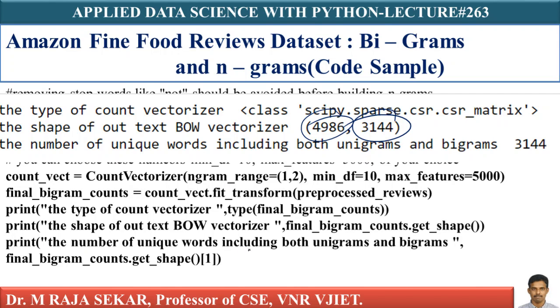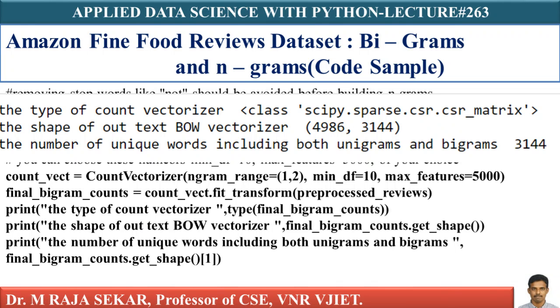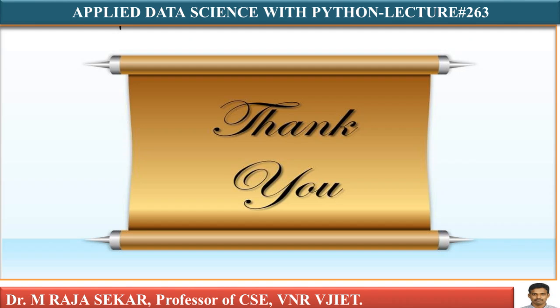Number of unique words including both unigrams and bigrams, how will I get? That is final underscore bigram underscore count, get shape of 1. Shape of 1 means you will get the number of unique features. How many columns are there? There are 3144, isn't it? This is simple and straightforward. You can understand what is bigram, what is unigram, what is n-gram. Just go through this lecture.